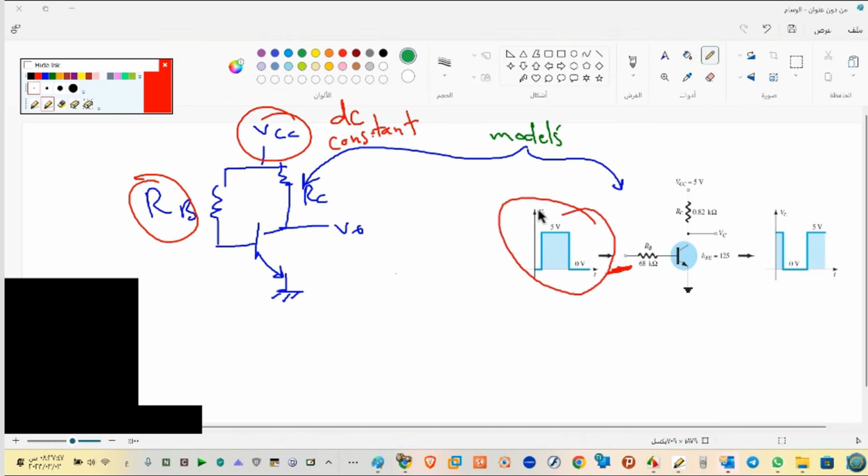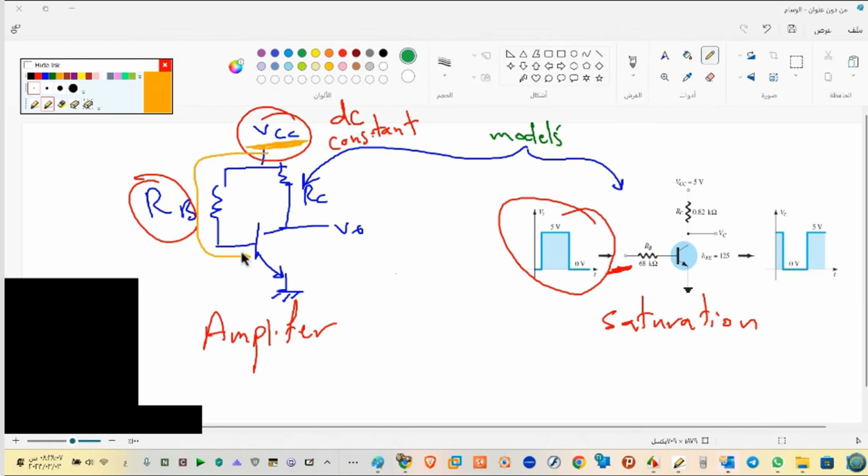So the main difference between using the transistor as an amplifier here, and saturation here, is how I connect the input to the transistor. See, in this one, VCC connects to the base. Here I will not use VCC, I will use a pulse or any signal. This is the first thing. So this one I will use as an amplifier, here I will use it as a switch.